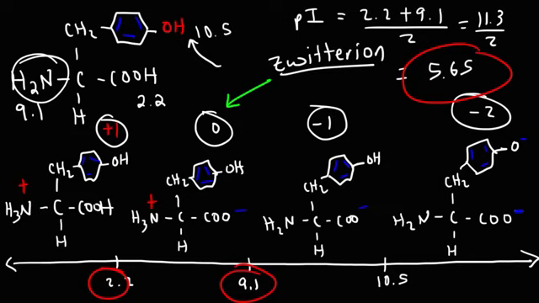So that's it for this video. Now you know how to calculate the isoelectric point of Zwitterions for amino acids.